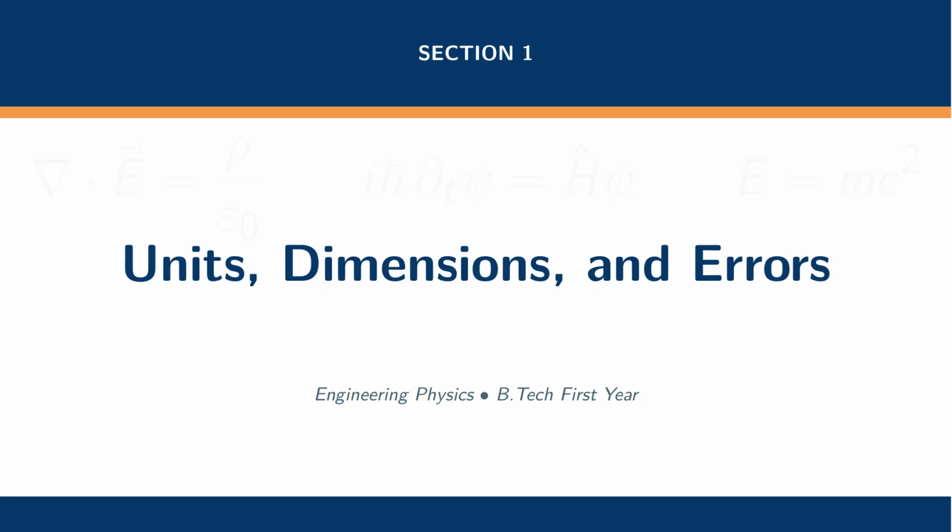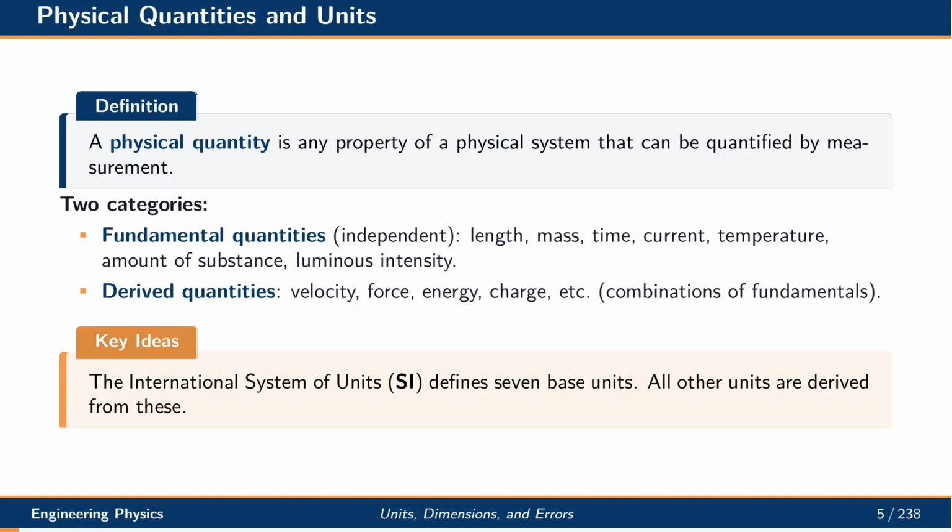We now begin our first section on units, dimensions, and errors. This foundation will allow us to measure, compare, and verify physical laws. A physical quantity is any property of a system that can be measured. Physical quantities fall into two categories. Fundamental quantities are independent and include length, mass, time, electric current, temperature, amount of substance, and luminous intensity. Derived quantities such as velocity, force, and energy are combinations of these fundamentals.